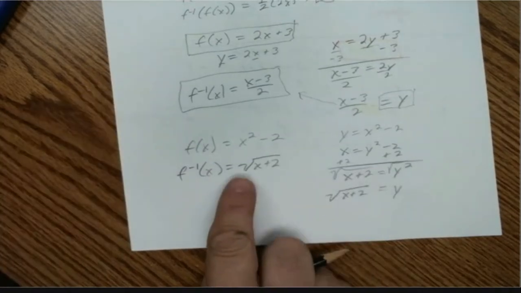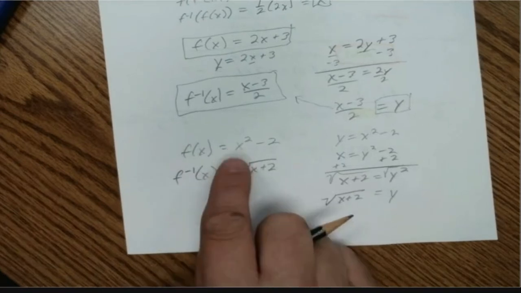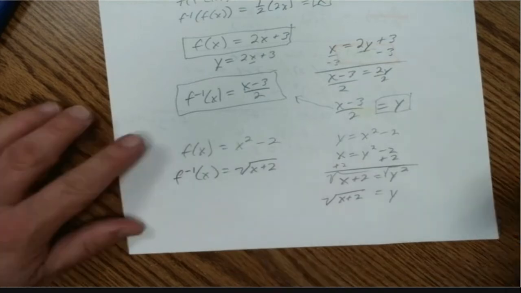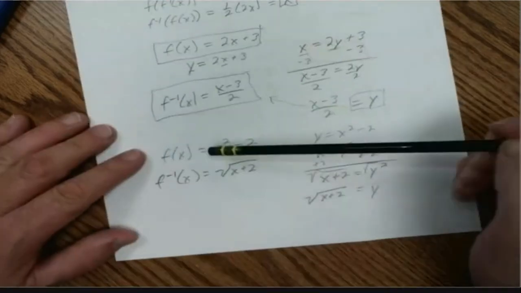We're going to deal a lot with radicals, square roots. Anytime we're doing inverses, if we have a squared, the inverse is going to have a square root. Square root of x plus 2. These are inverses. And if we substitute one into the other, we'll end up with x.